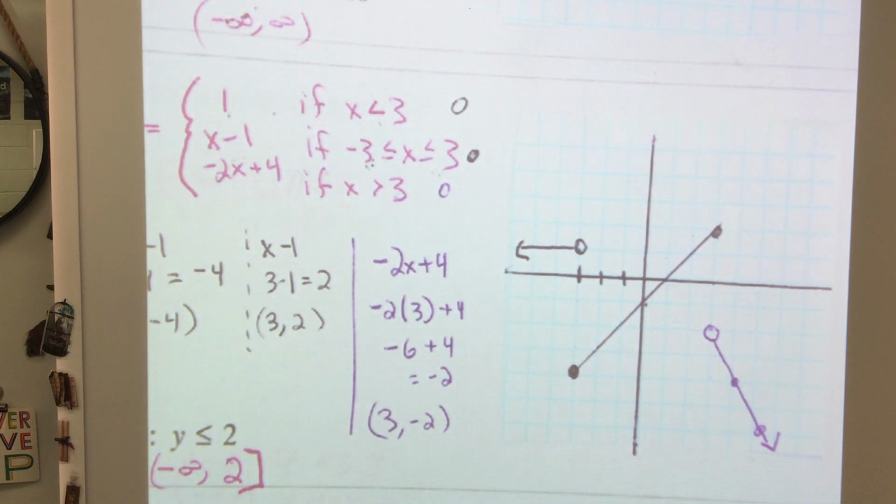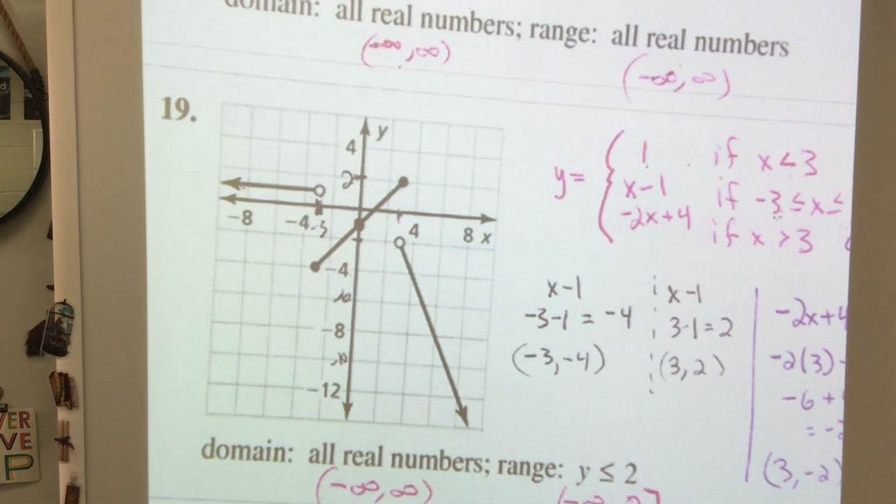So the last thing we need to do on here is figure out, okay, what is the domain and range? And here are the answers. The domain is all real numbers.